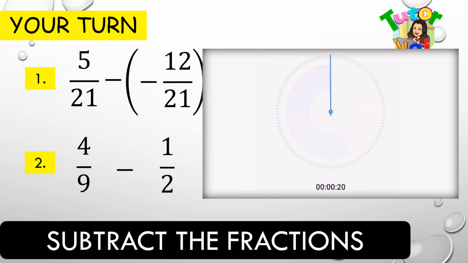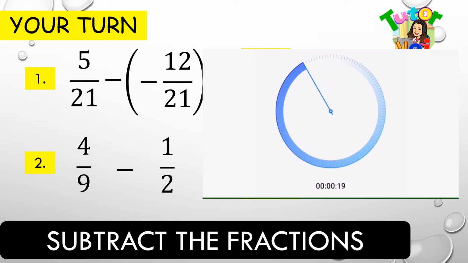Now, it's your turn. Subtract the following fractions. Number 1, 5 over 21 minus negative 12 over 21. Number 2, 4 over 9 minus 1/2. Time starts now!